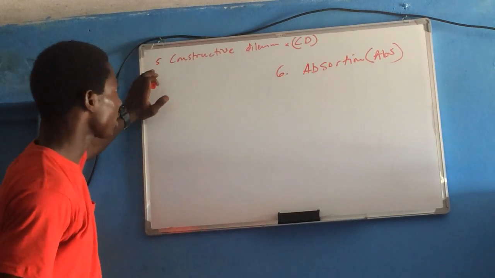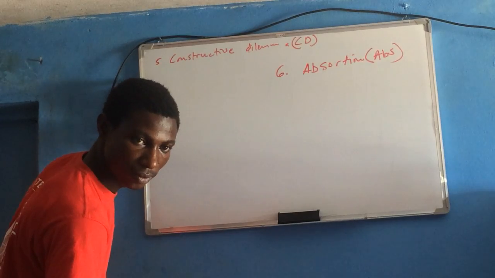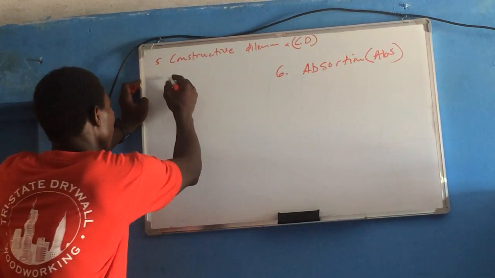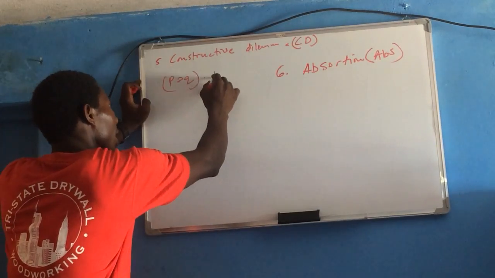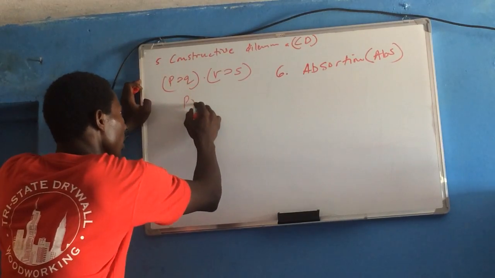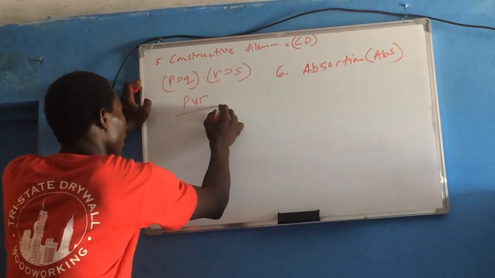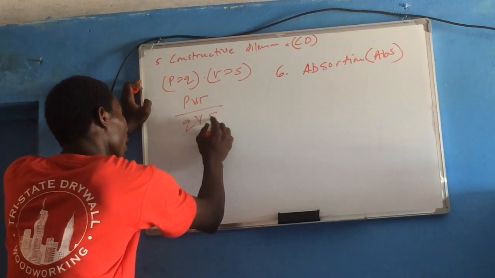What does constructive dilemma say? Constructive dilemma: brackets, P implies Q and R implies S, close brackets, P or R, therefore Q or S.